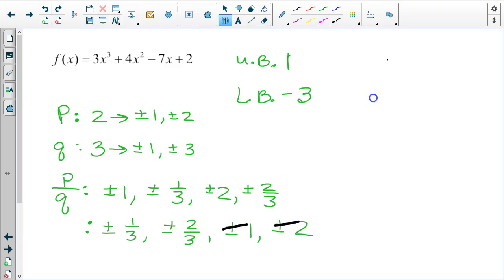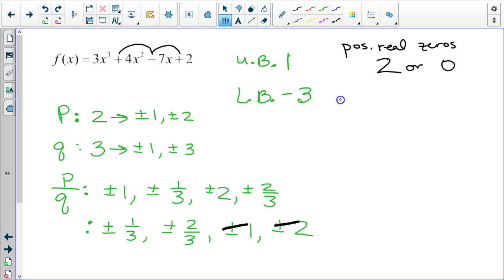Descartes rule. So how many sign changes? Positive, positive, positive, negative, and then negative, positive. So 2. So positive real zeros: we are going to have 2 or 0, because we always subtract 2 until we get to 1 or 0.